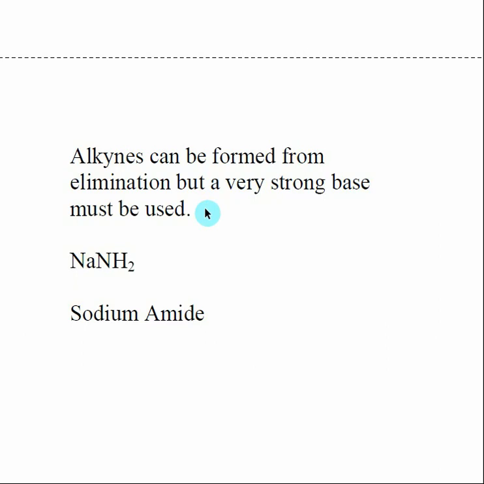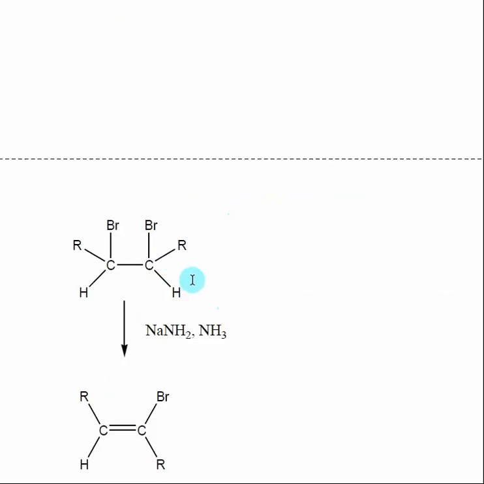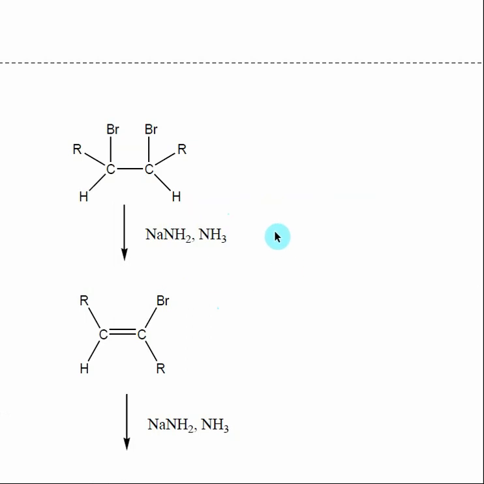But now the reaction is going to be a little bit more difficult. We need a stronger base, and we've already talked about our strong base, which is sodium amide. So we use sodium amide as the base that we use to make alkynes now. And really what we do is we do an elimination reaction, but we do it twice.